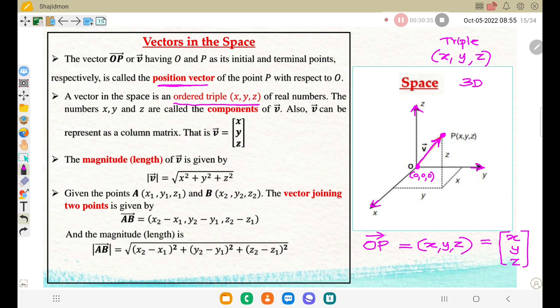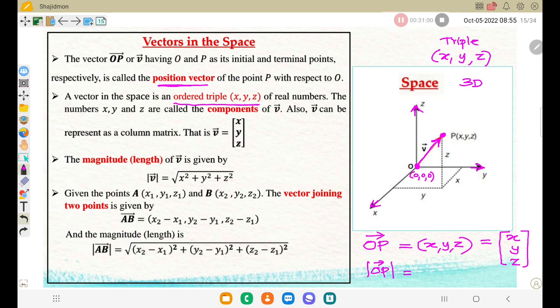So, this is what we are calling the position vector in the space, starting from the O point, the origin. X is called the X component, Y the Y component, and Z the Z component. Now, what is the magnitude or length of a vector? The magnitude of a vector starting from O up to P. What is the distance? What is the magnitude of vector OP?